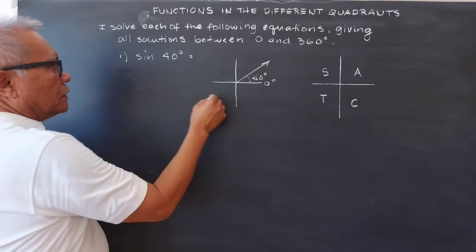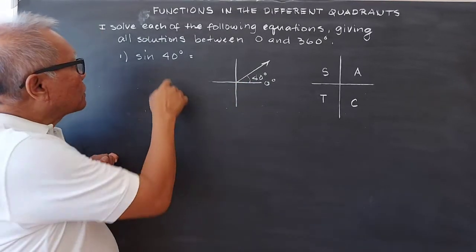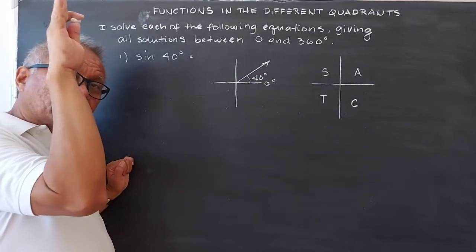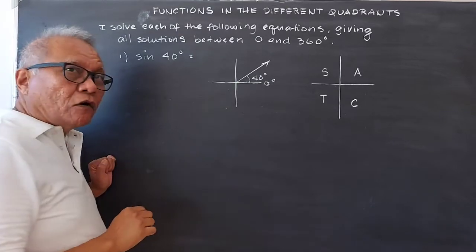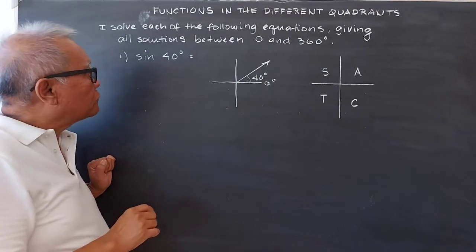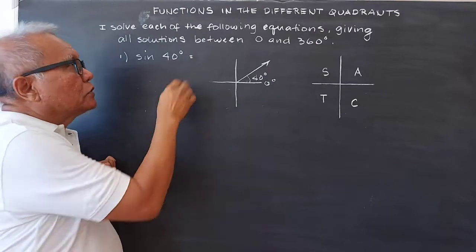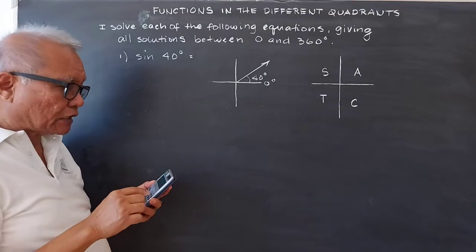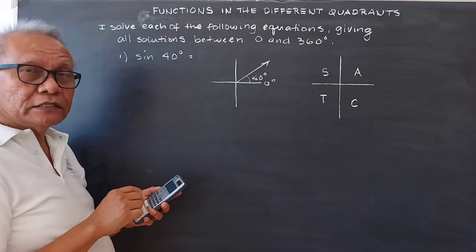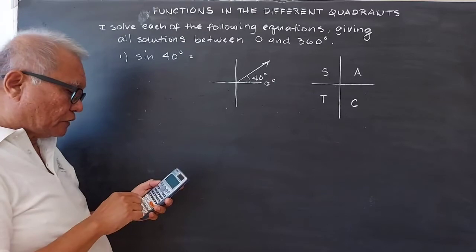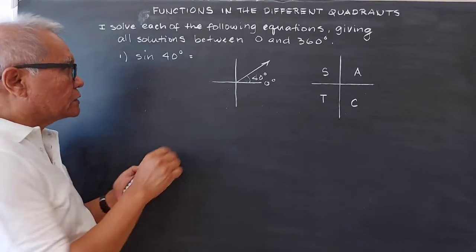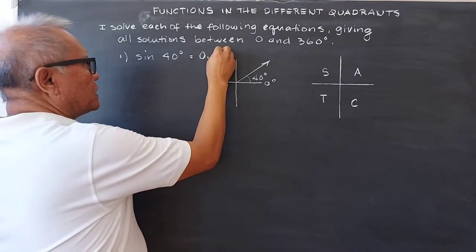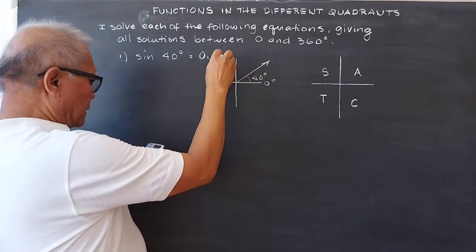So here, in the first quadrant, because our 40 degrees is a positive angle, it moves in the counterclockwise direction. Therefore, all functions there are positive. And we have sine here, so the sign of our sine is positive. And by using our calculator, let us find sine 40. So sine 40 gives us, okay, I'm going to round off this class up to 3 decimal places, 0.643.